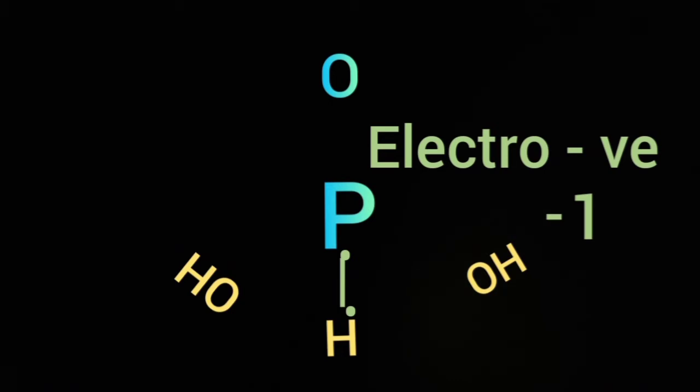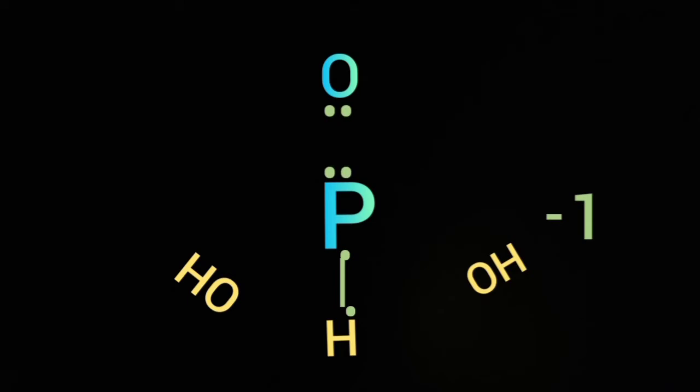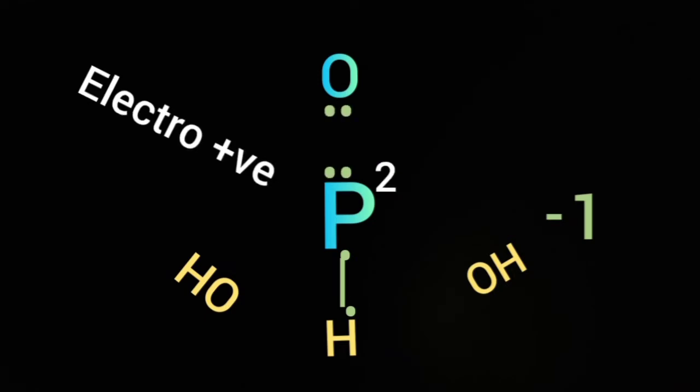Then in the P double bond O, P contributed 2 electrons to form a double bond with this electronegative oxygen. So P is electropositive. P contributed 2 electrons, just write 2 over here. And P is more electropositive than oxygen, so write a plus sign before 2. And this plus sign is taken from the word electropositive.